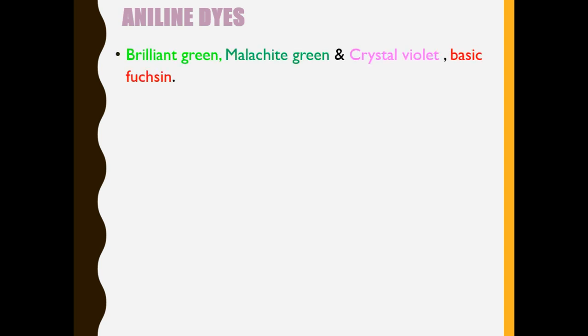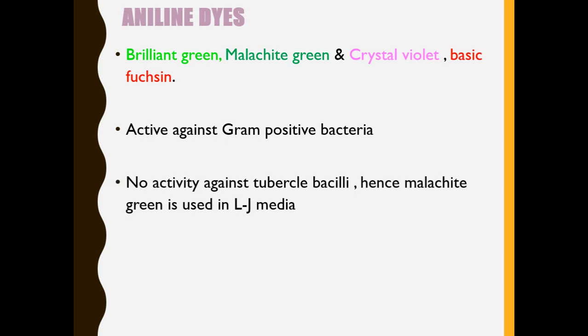As far as the aniline dyes are concerned, the ones we commonly use in the laboratories are brilliant green, malachite green, crystal violet, and basic fuchsin. Everybody is well aware of these staining solutions that we commonly use in the laboratory. But we usually think of them only for staining purposes. These dyes are also active against bacteria, particularly highly active against gram positive bacteria rather than gram negative. And that's why these dyes are also used in media.